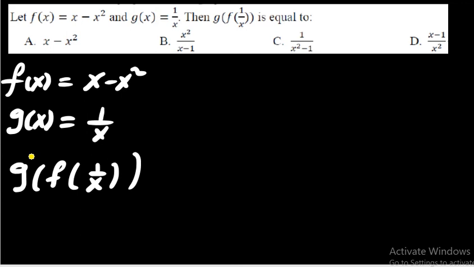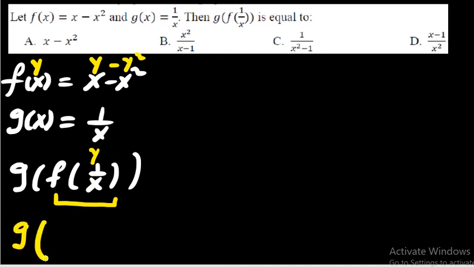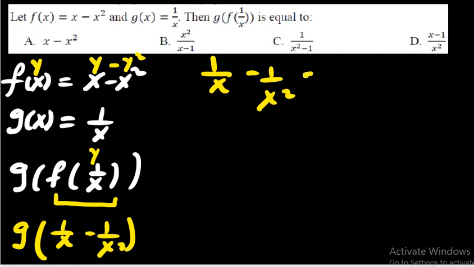But remember here, first of all, we have to complete this inner part, f of 1 over x. First of all, what is f of x? x minus x squared. If this is y, it's going to be y minus y squared. So we can consider this 1 over x as y. So we need to replace it to find f of this thing. So it will be 1 over x minus 1 over x squared. So what does 1 over x minus 1 over x squared mean?